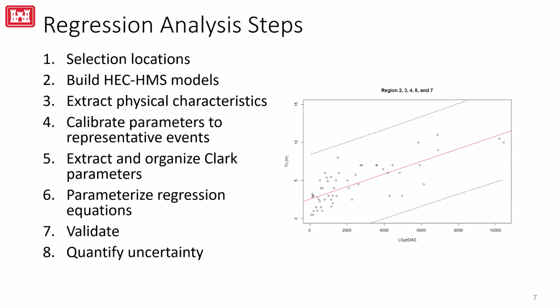Here's the general outline of the steps that were used within this analysis. 1. Select locations for use. 2. Build HEC-HMS models for each location. 3. Extract physical characteristics for each location. 4. Calibrate each HEC-HMS model to a representative storm event. 5. Extract and organize Clark parameters from each calibrated HEC-HMS model. 6. Parameterize regression equations using the Clark parameters and watershed characteristics. 7. Validate the regression equations. And 8. Develop methods to quantify uncertainty in the regression equations themselves.